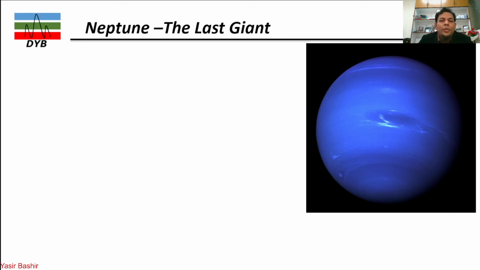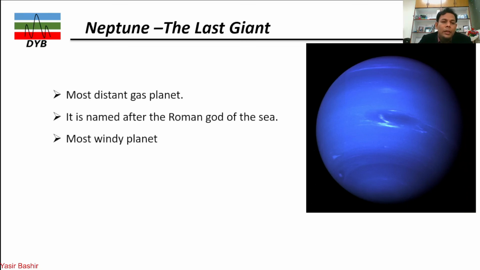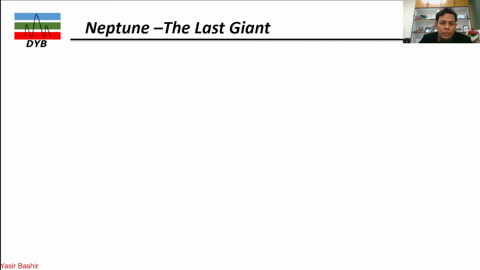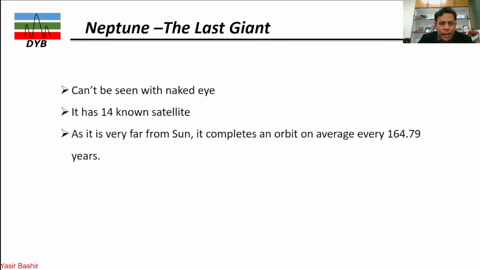Now moving to Neptune. Neptune is the last giant planet, the most distant gas planet, and it is named after the Roman god of sea because its color is blue and the sea is also blue. It is the windiest planet in the solar system, and it cannot be seen with the naked eye from the surface of the Earth, only with a telescope.